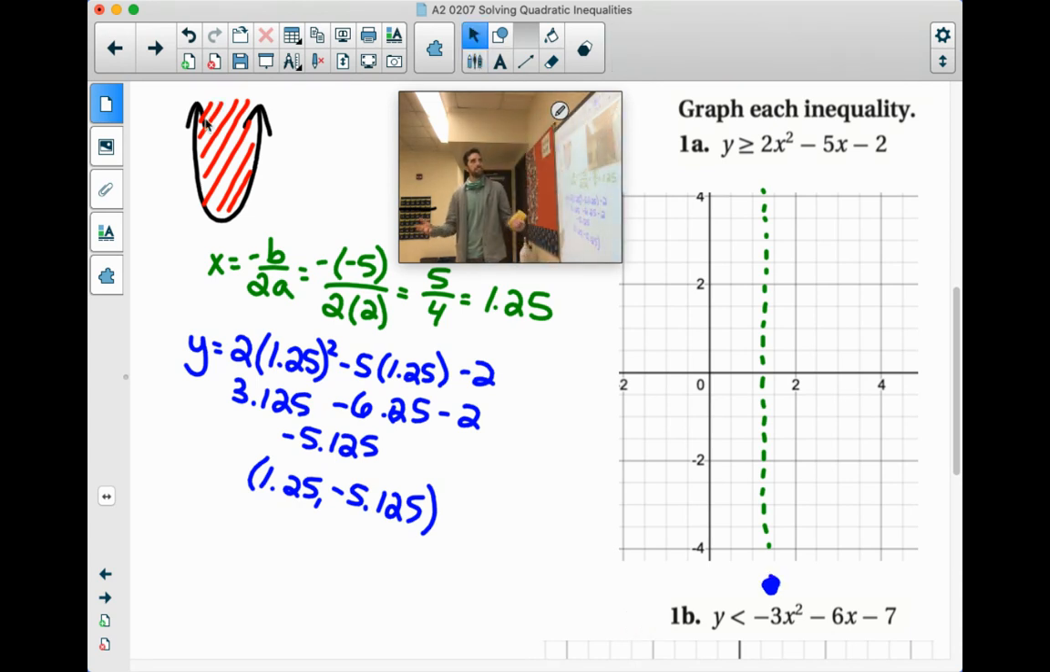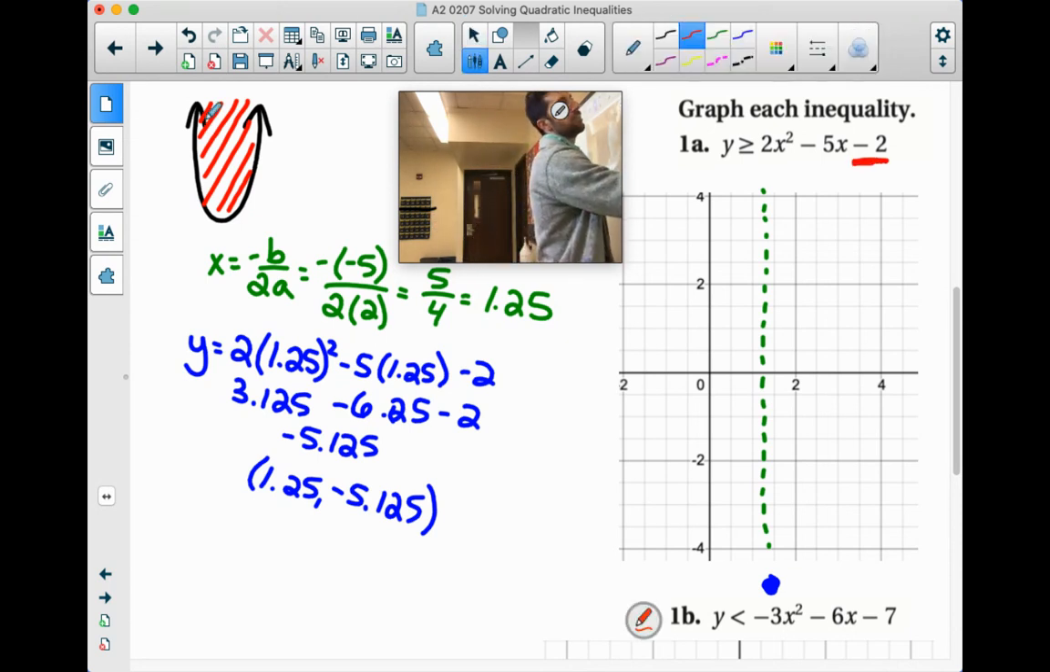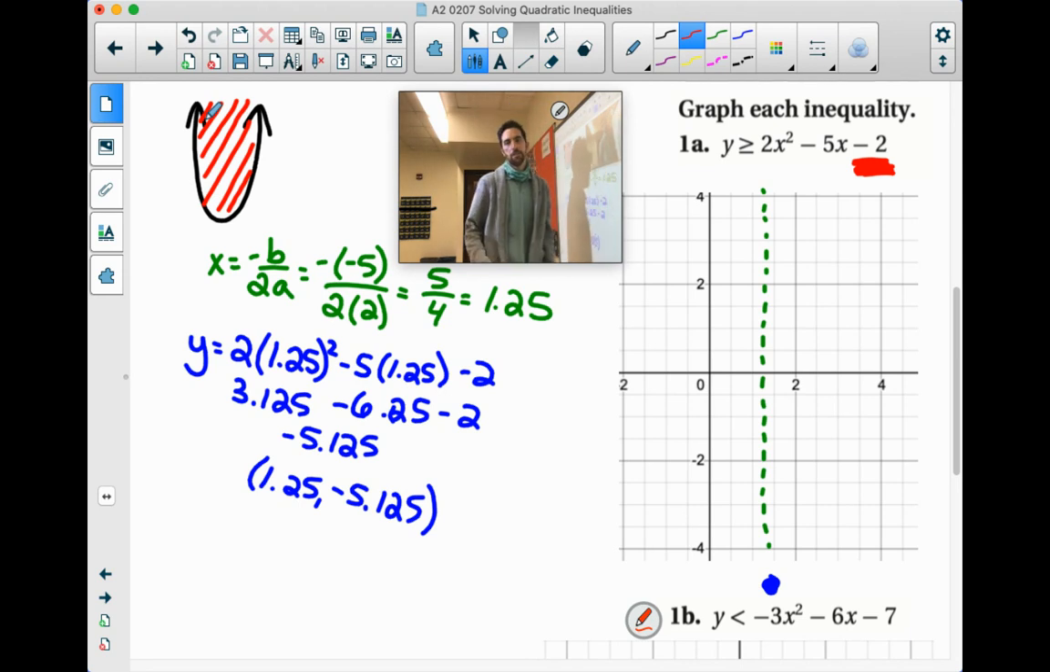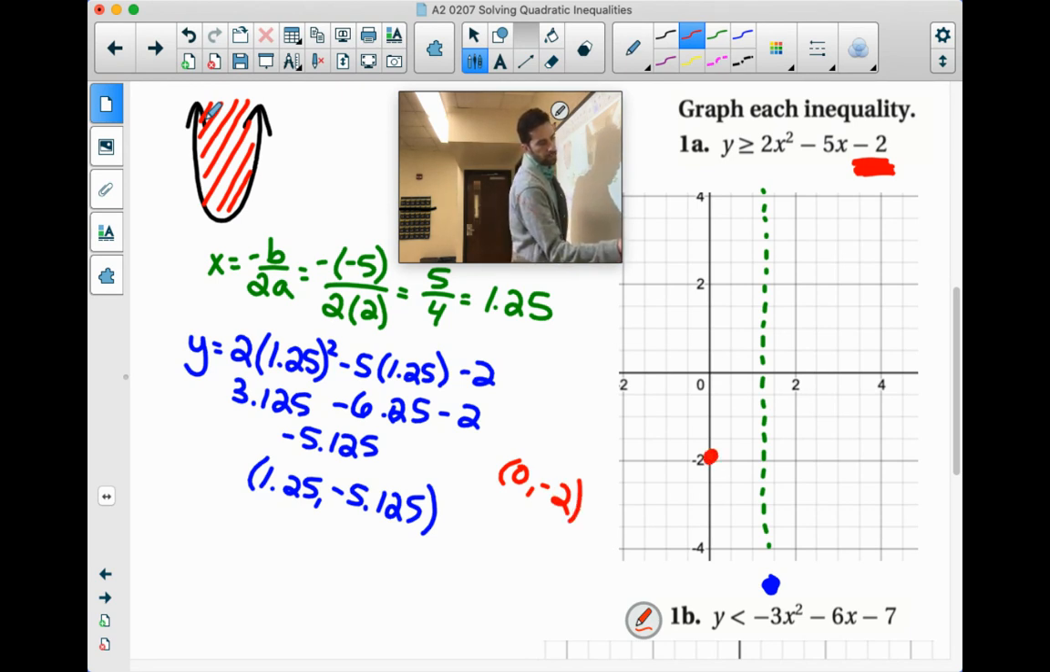We can find the y-intercept pretty quickly because remember the y-intercept is just going to be the number that doesn't have a variable. So another coordinate would be 0, -2. If we plot that on our graph, there's 0, -2. We can reflect that to the other side of the axis of symmetry. Now it's 1.25, 1.25 places away, so we go the same distance the other way. There we go. We've got our parabola.